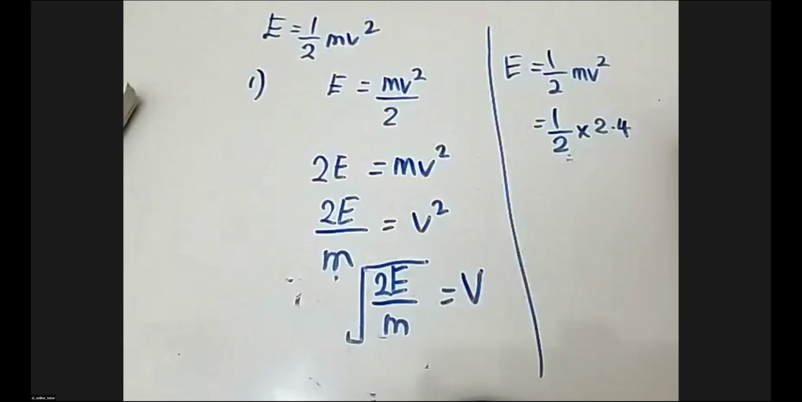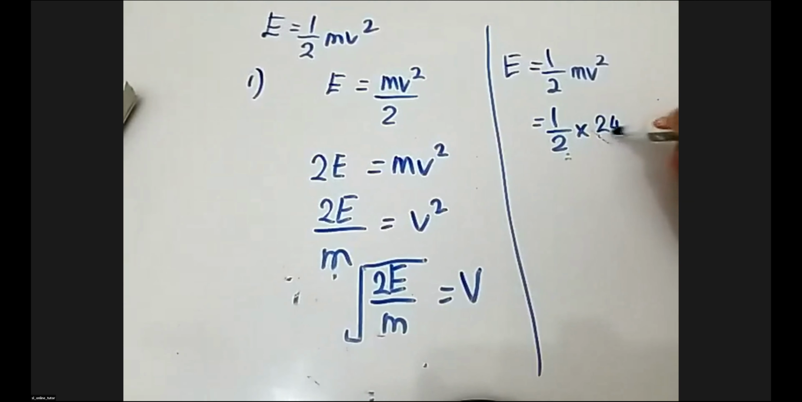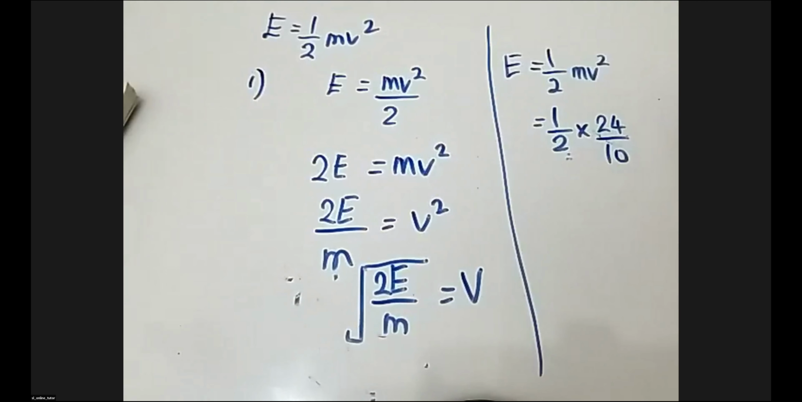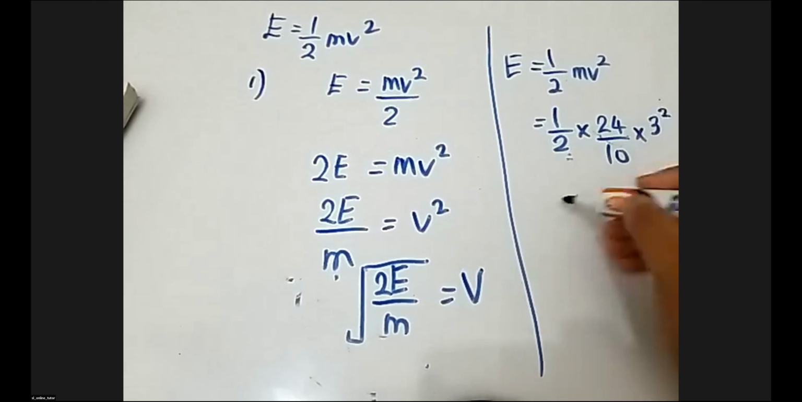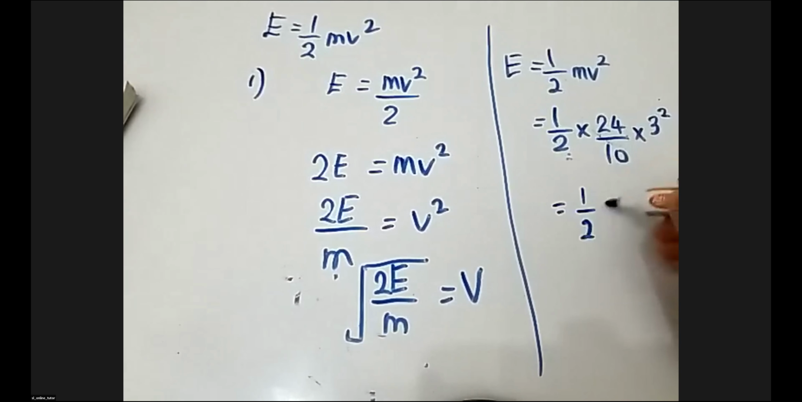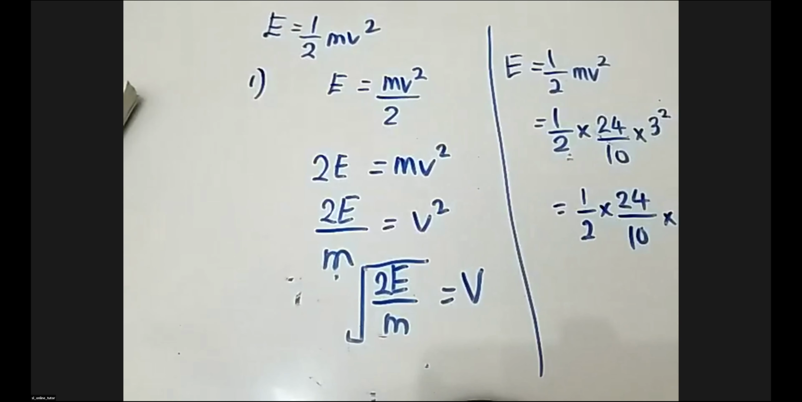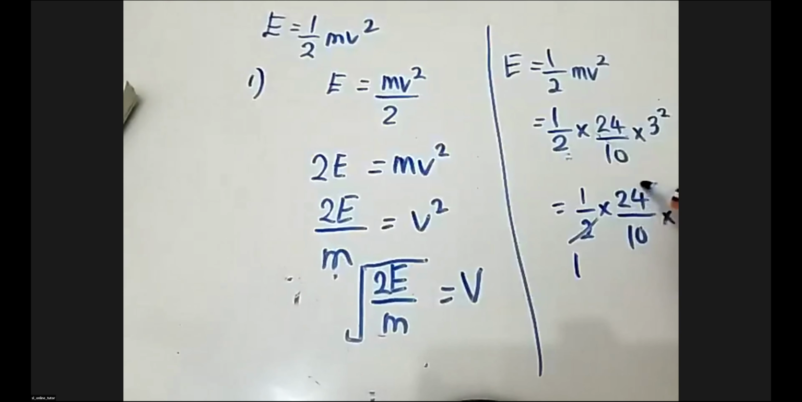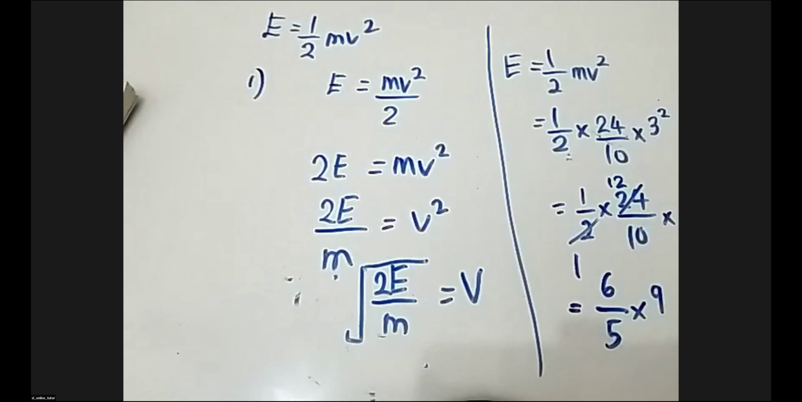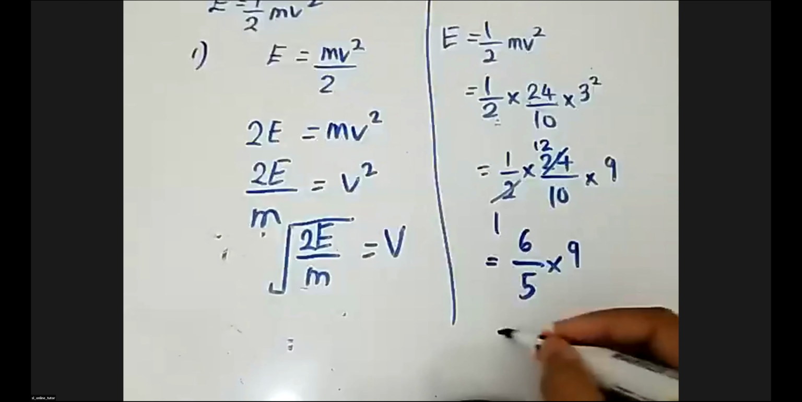I don't like decimals. What am I going to do? I write it as a fraction. 2.4 means 24 divided by 10. V value is given 3, so 3 squared should be written. Now I can simplify half into 24 over 10 into 9. 3 squared means 9. Now I can cancel 2 times 1, 2 times 12. 12 and 10 can be divided by 2. That is 6 over 5 into 9. That means what is 9 times 6? 54. 54 over 5, you get a decimal answer.